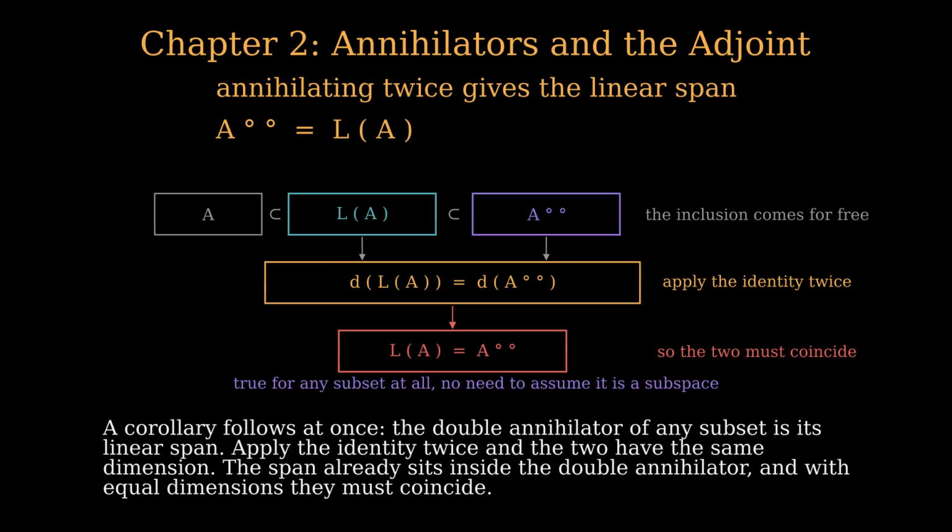The double annihilator of any subset is its linear span. Apply the identity twice, and the two have the same dimension. The span already sits inside the double annihilator, and with equal dimensions they must coincide.